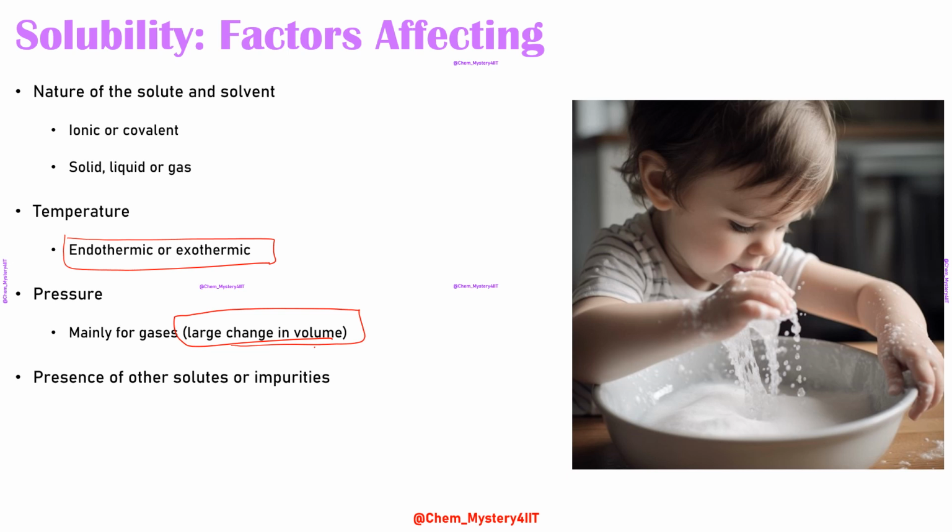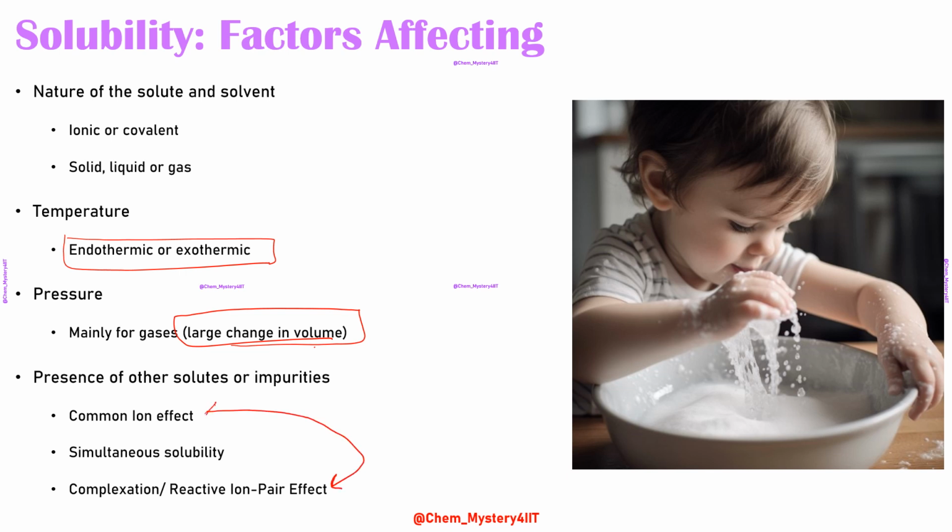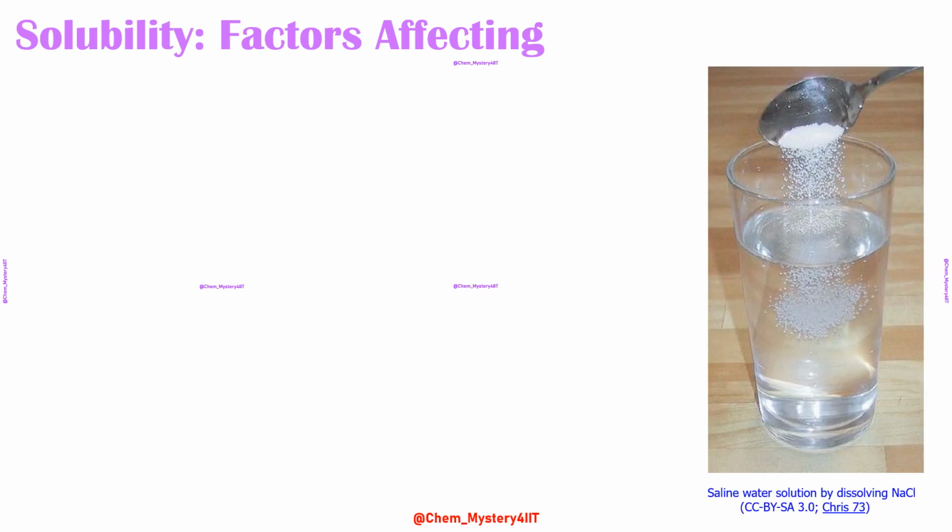Then we have the other factor, which is the presence of other solutes or other impurities. We have converted this into some smaller factors: common ion effect, simultaneous solubility, and the complexation effect. Sometimes we call this the reactive ion pair effect. The common ion effect and reactive ion pair effect are kind of the two extremes. One works one way, another works a completely different way. Simultaneous solubility can be the case of common ion effect, or sometimes it can be just simultaneous ions present. When there is not a huge difference in the solubility of the two different compounds, it cannot be called common ion effect. Then we call it simultaneous solubility.